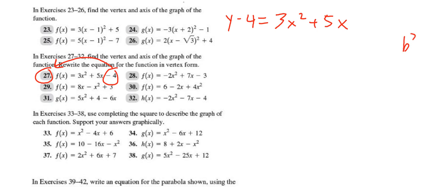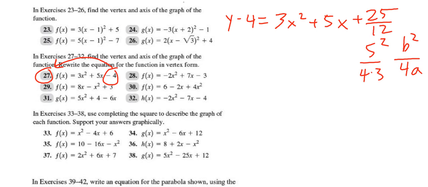What's your b squared over 4a? 5 squared over 4 times 3. Give it to me as a fraction. I know you don't like fractions, but give it to me as a fraction. 25 over 12. 25 over 12. So we're going to add that value to both sides.